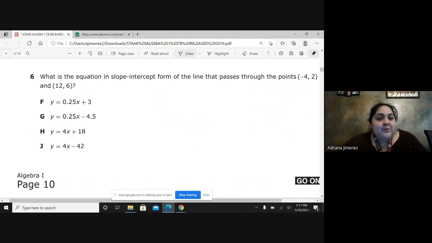Okay, here's this question right here. What is the equation in slope-intercept form for the line that passes through those 2 points? Okay. There's a lot of different ways that you can do this. Okay. One way is that you can type the equation into Desmos and then type in the ordered pairs and figure out which one is going through those 2 points. So let me show you.